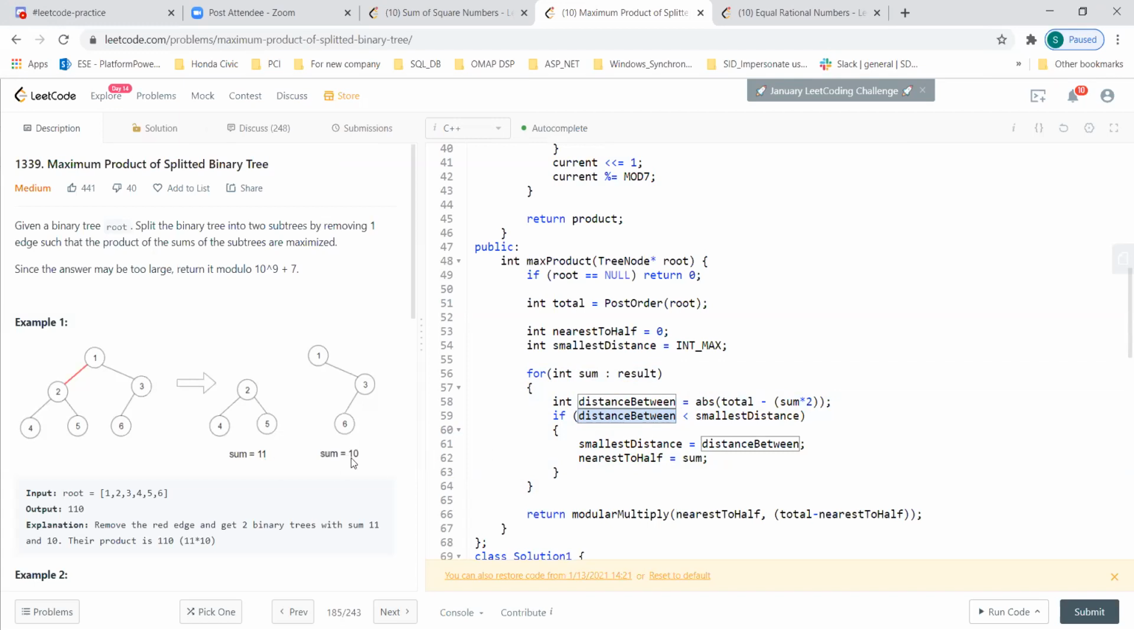Okay, so 10 and 11 are the ones which have the smallest distance. And how do you find that? You take the total, and each subtree's sum, you multiply by 2 and subtract from the total, and you see this distance, and keep the minimum distance. So whatever is the minimum distance you are maintaining here, as soon as you find a smaller one, that particular value you store.